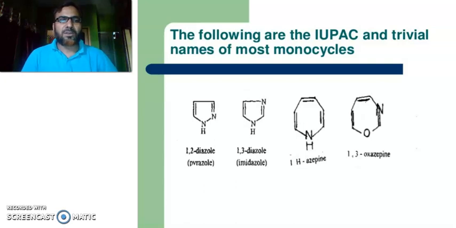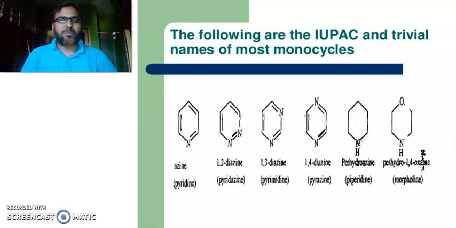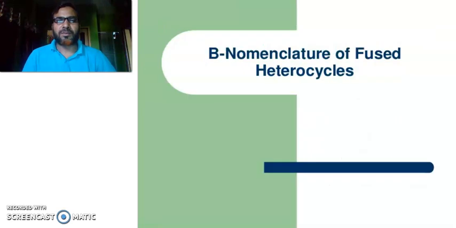Now 1,2-diazoles, pyrazoles, 1,3-diazoles, imidazoles, 1H-azepine, and 1,3-oxazepines. Now friends, pyridine (azines), pyridazine (1,2-diazines), pyrimidine (1,3-diazines), pyrazine (1,4-diazines), piperidine (perhydroazines), and morpholine (perhydro-1,4-oxazine).